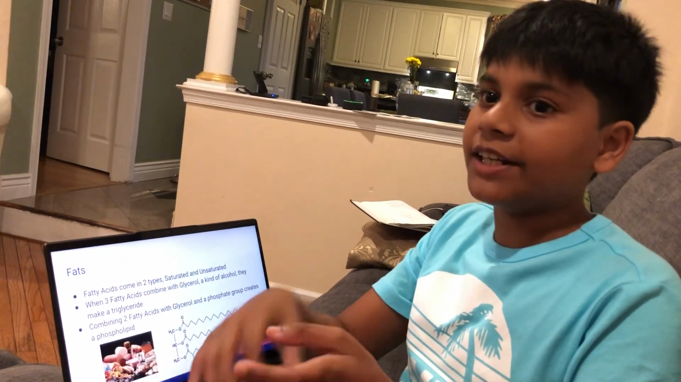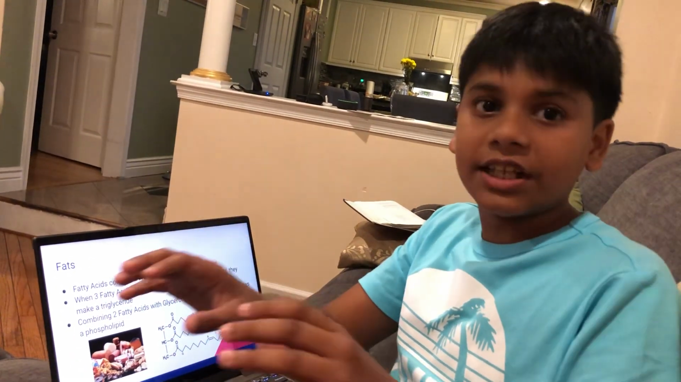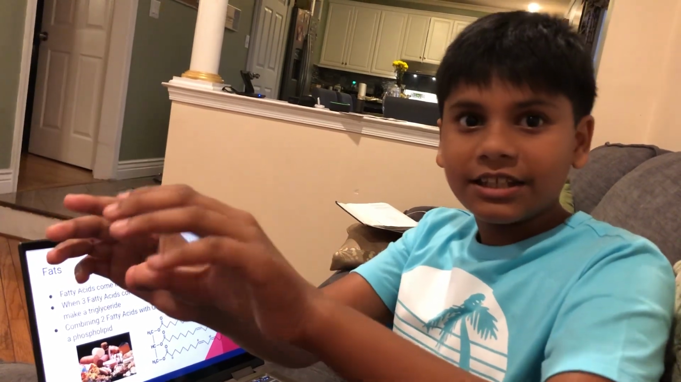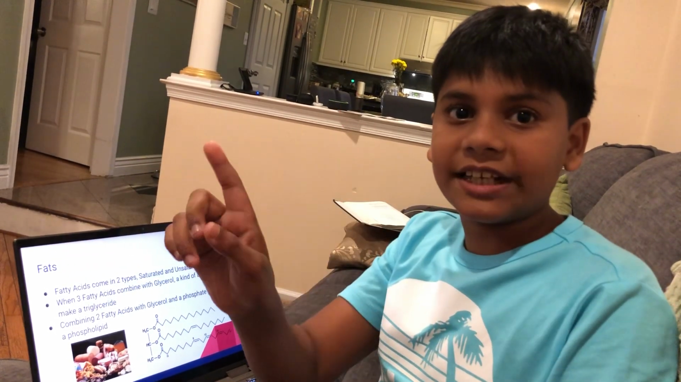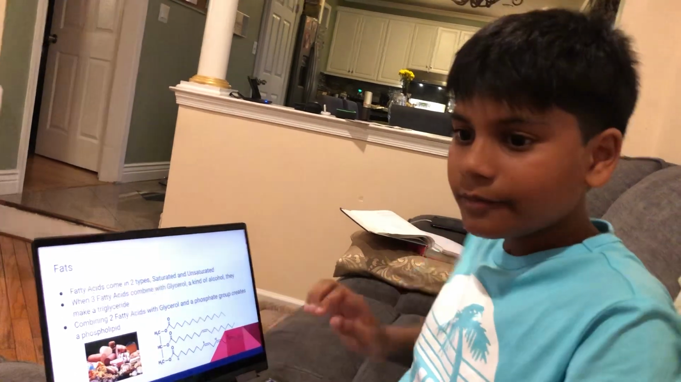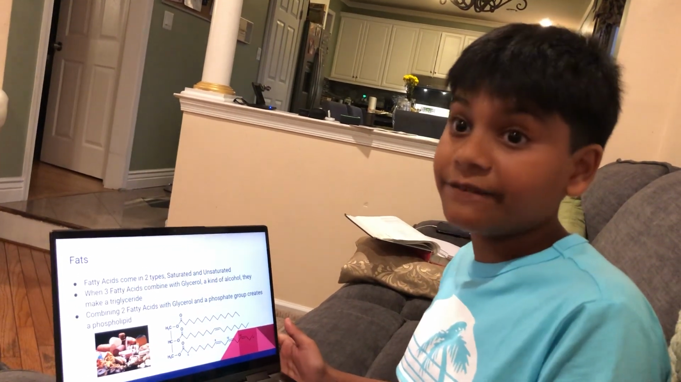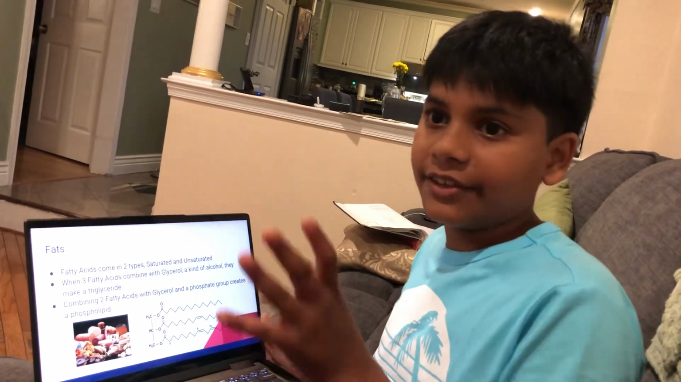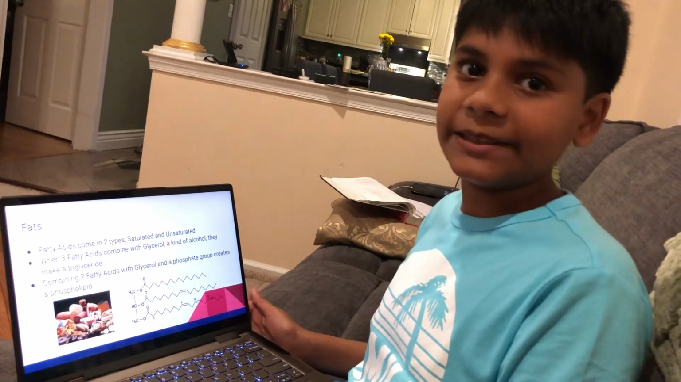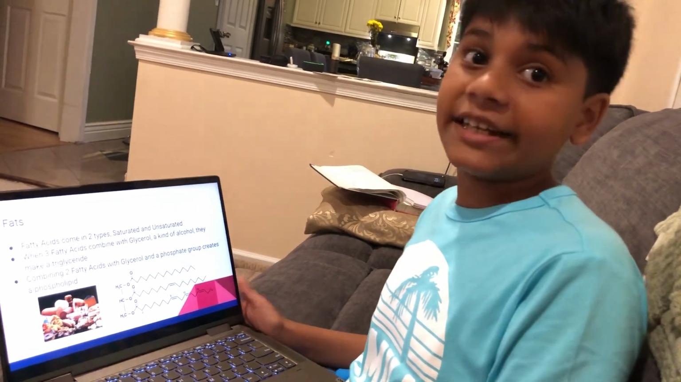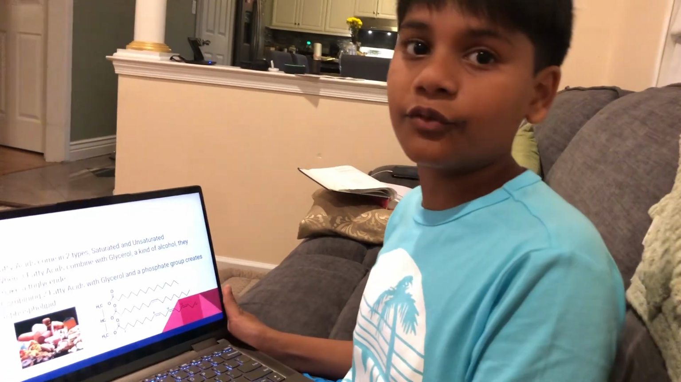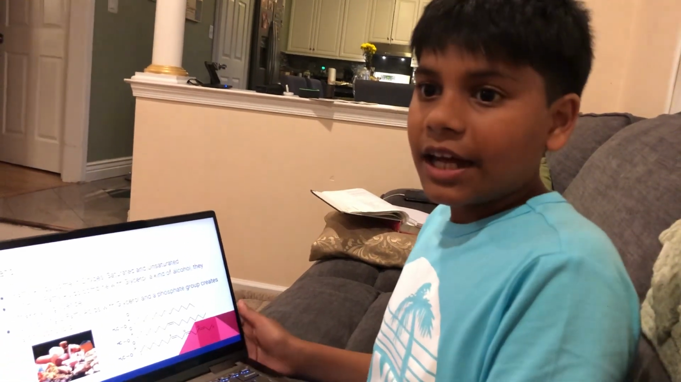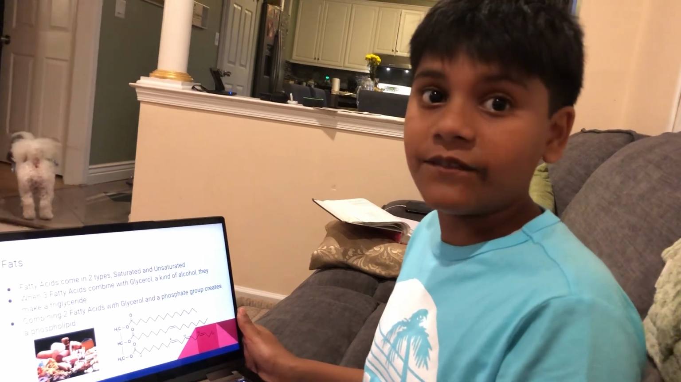Now, unsaturated is just like a saturated, but it's kinked. And so instead of single bonds, it has a double bond at like the center of it. Some key fats are triglycerides, which are made by an alcohol known as glycerol, and 3 fatty acids, saturated or unsaturated, to make a triglyceride. And they're formed in the white parts of meat. And then if you combine 2 fatty acids with a glycerol and then a phosphate group, you get a phospholipid.